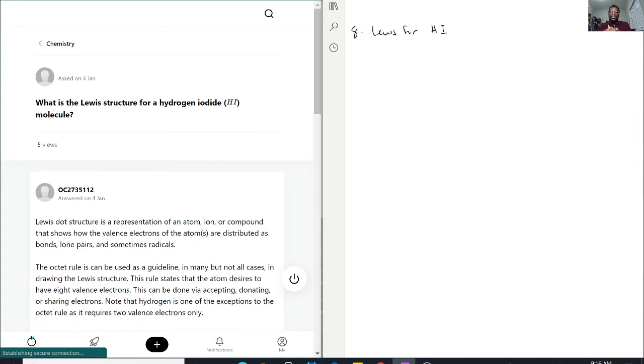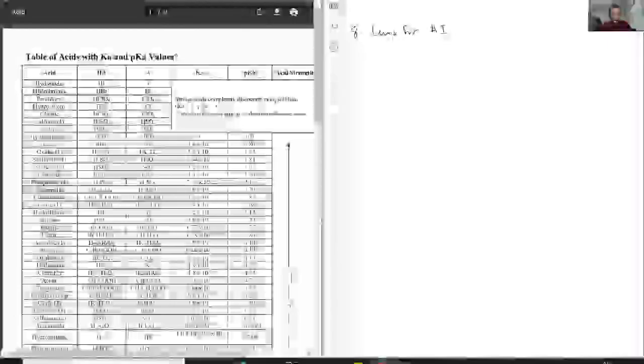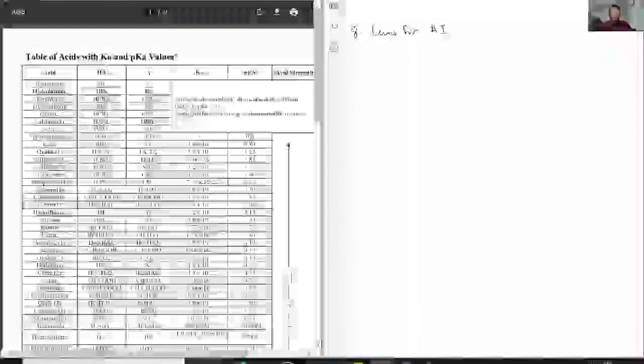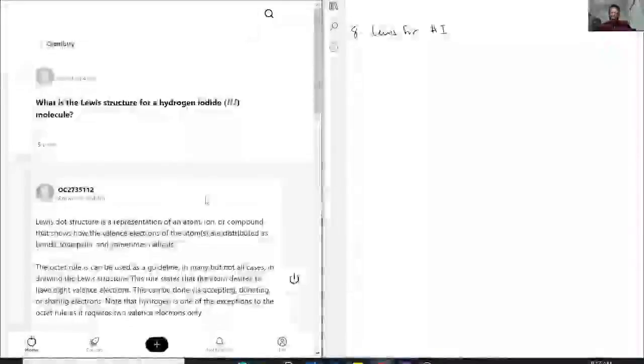In fact, it could actually be considered an acid as well because it has a hydrogen to give away. So with that being said, if you actually look at our list of acids, we have here hydroiodic acid. That will be its official name actually. So with that being said though, they're asking for a Lewis structure.